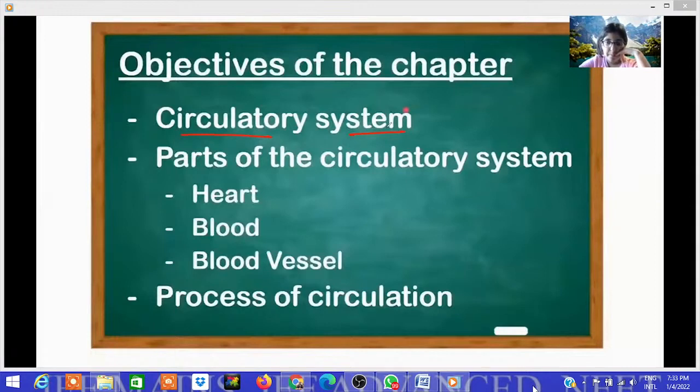Okay, so like that, circulatory system also has another name. People call the circulatory system also as cardiovascular system. Okay. So circulatory system's another name is cardiovascular.